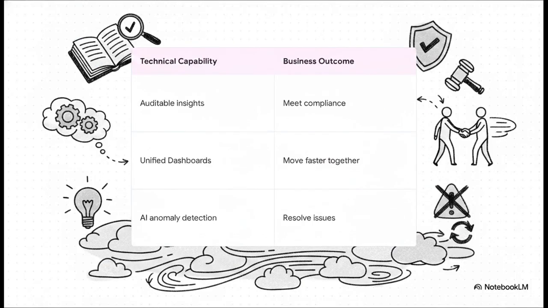It's awesome to see how these technical capabilities map perfectly to actual business outcomes. Take auditable insights and usage analytics that directly allows the business to hit compliance with confidence and easily prove controls to auditors. Unified dashboards, they turn raw technical data into shared insights, so IT and business teams finally speak the exact same language and move faster together. And AI-assisted anomaly detection means you're resolving issues proactively, completely avoiding a business impact. It's a win-win across the board.